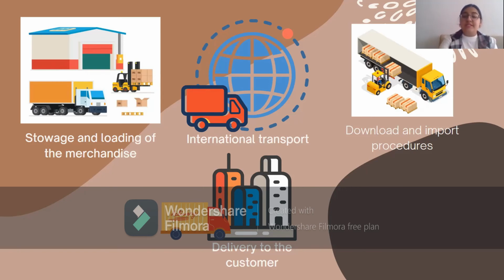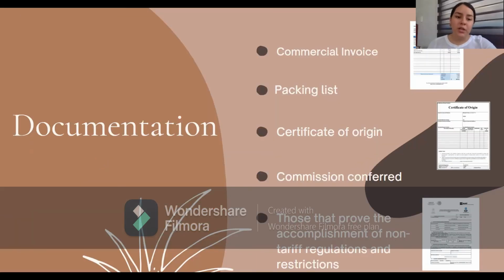Next slide, please. Okay, and now I am going to talk about the documentation used in the process of exportation. First of all, we have the commercial invoice, which is the document that, as Sam said before, reveals the information about the merchandise, the buyer, the seller, and specific information that could help at customs clearance and also transporting the merchandise.